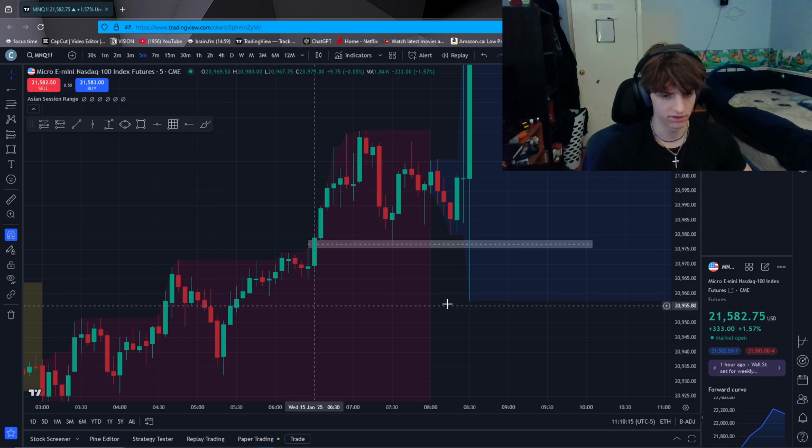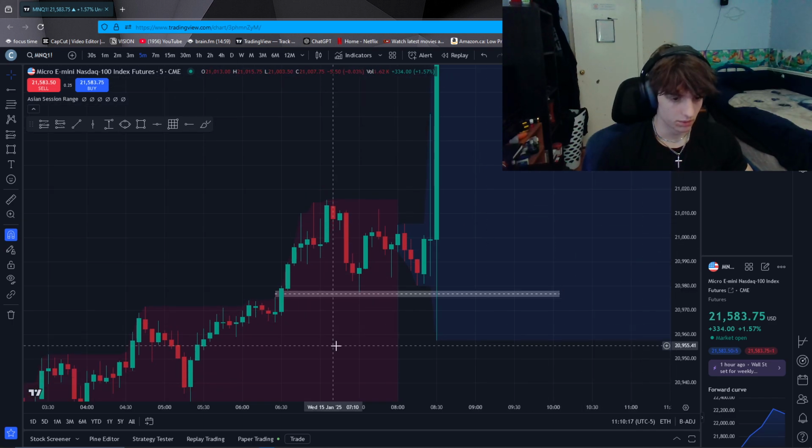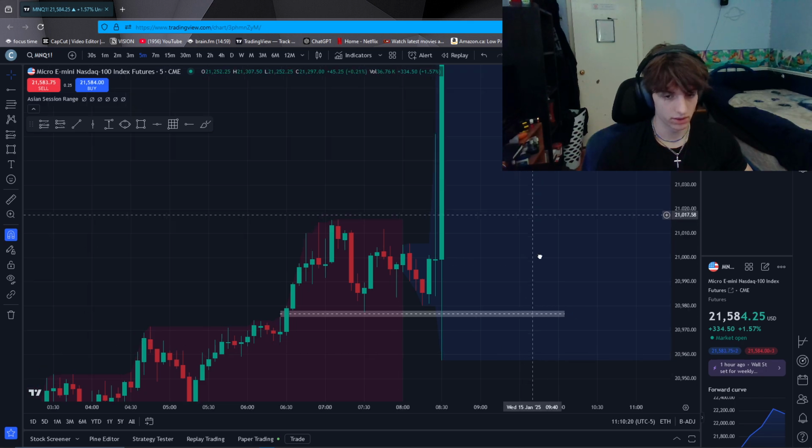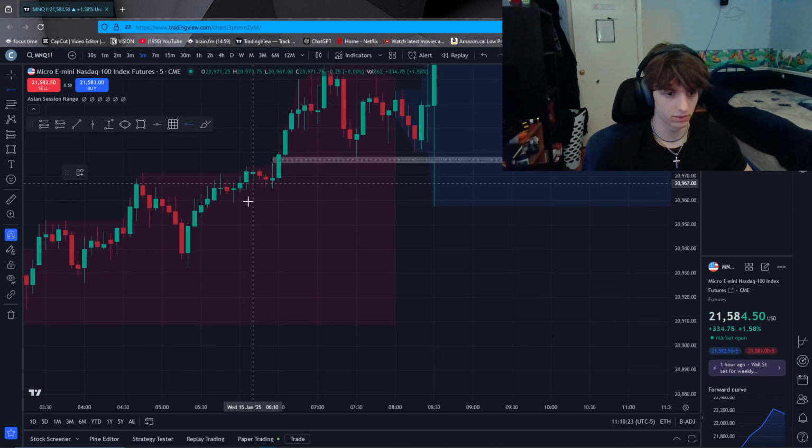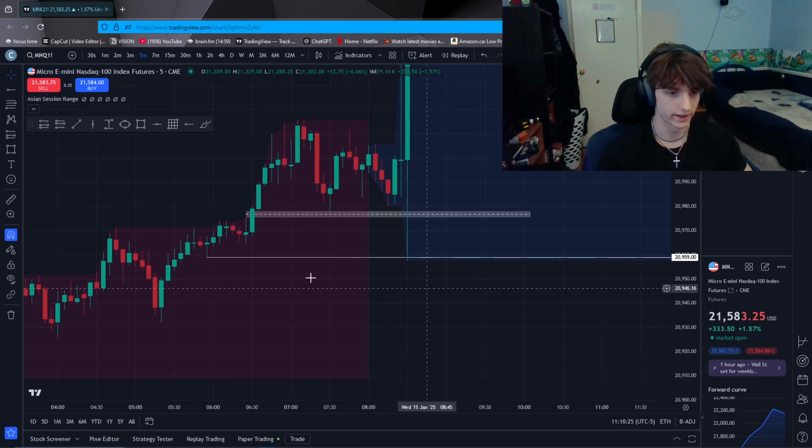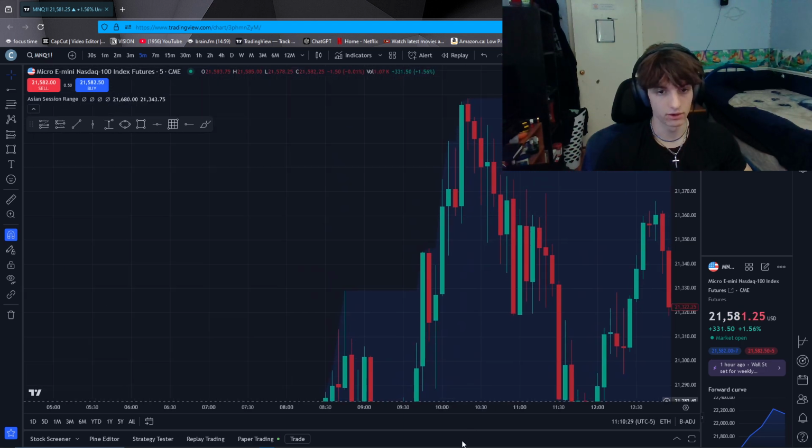I'm a liar. There's no fair value gap there. But yeah, we swept out these lows, rallied higher. So that's a liquidity sweep. Right here, we swept that low, candlestick closed above, and rallied higher.